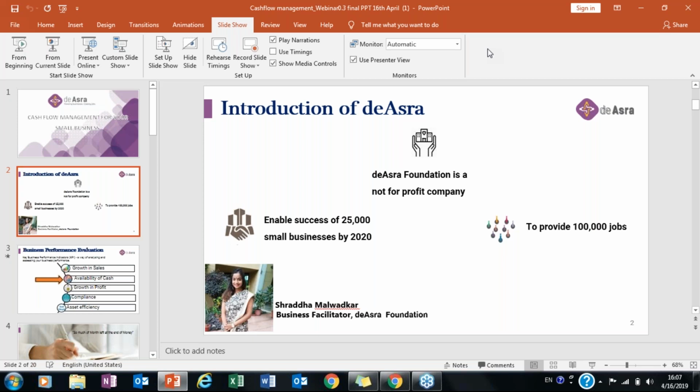The deAsra Foundation is a not-for-profit organization. We're located in Pune and we work pan India to give various services. Today's seminar is about cash flow management for managing your small business. I hope my voice is audible to everyone.